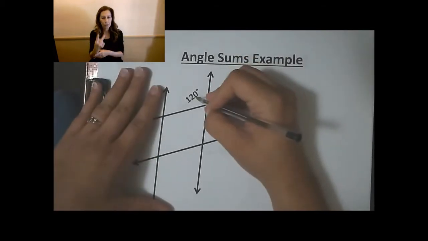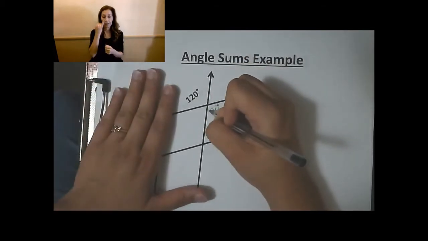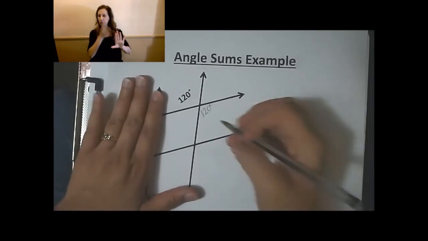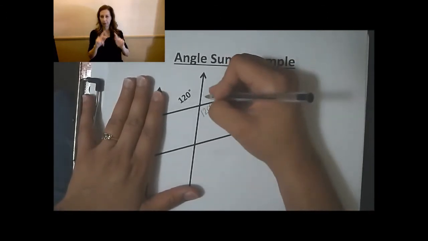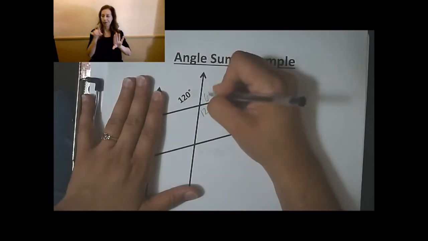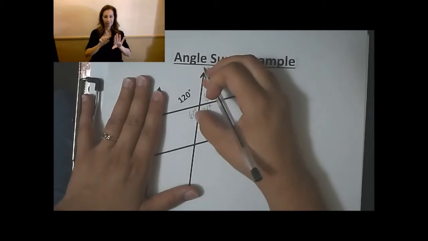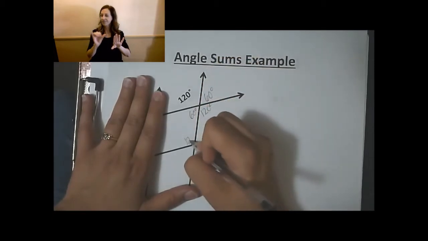Look, if this is 120, I know this is 120. I'm going to pretend this transversal is not there, so I'm going to cover it up. If this is 120, that means this is 60 degrees, and this is 60 degrees. Same thing that's up here is going to be the same thing on bottom.